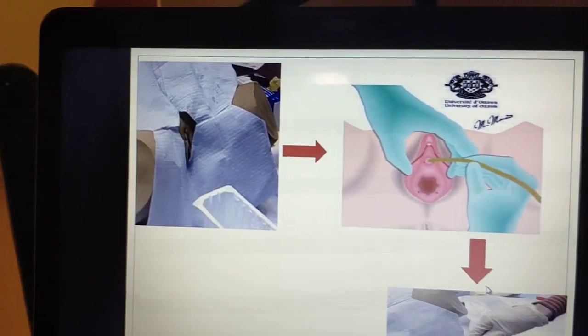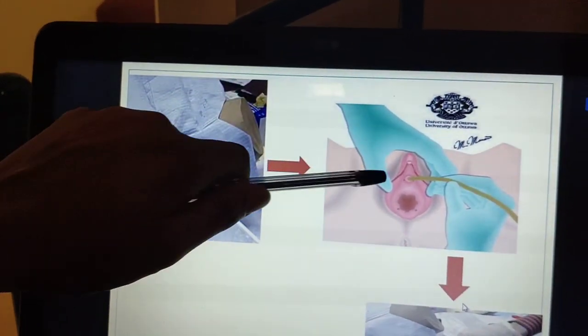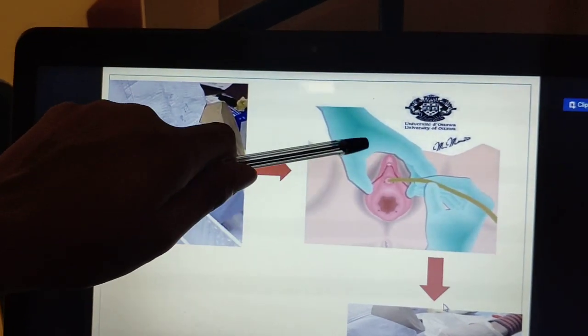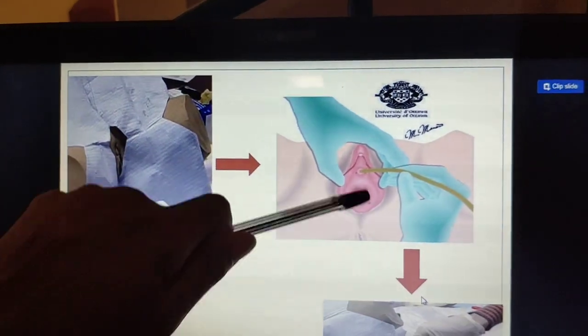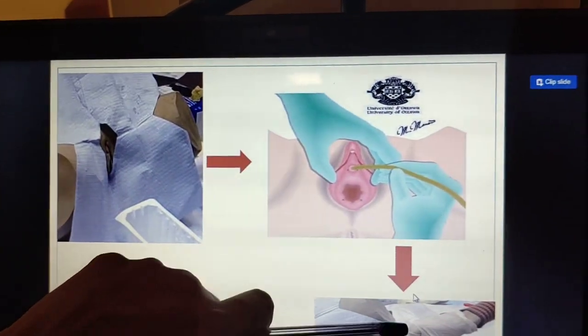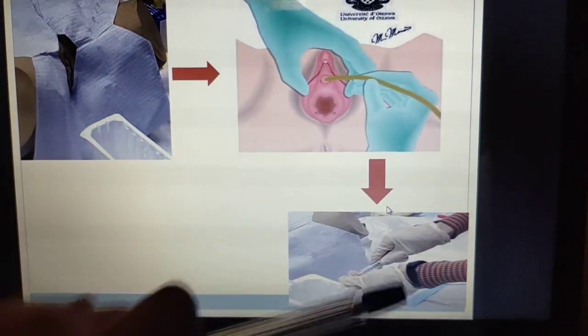Then see, this is for the female, like this. First you have to drape nicely, then separate the labia with the help of two fingers, make sure of the urethra, then insert. After that you should inflate the balloon here with a syringe.